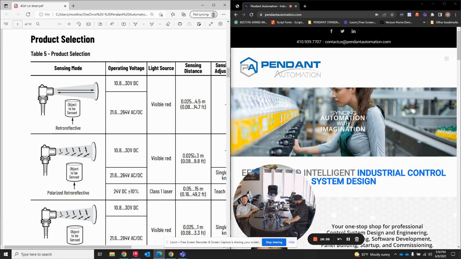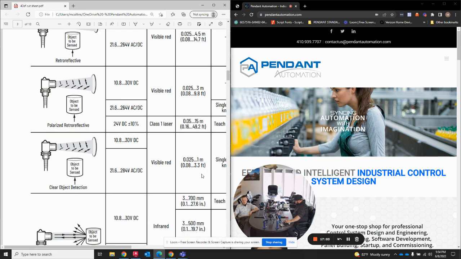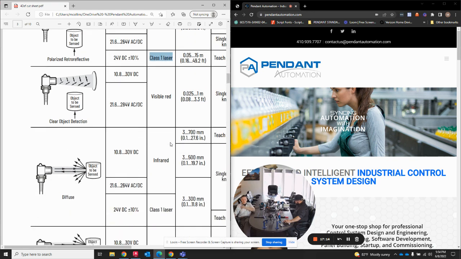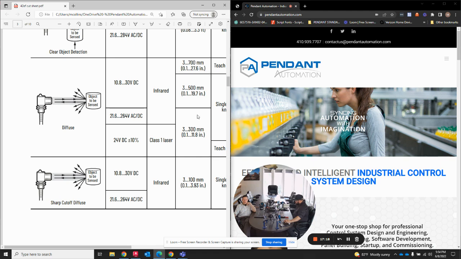That's further than I thought it was. But the rest of them, look at clear object detection is 3 feet, and then scrolling down, let's see the background. And before we scroll down, I want to point out one thing. If you look at when they're able to get that distance, it's when they actually switch over from the infrared LED to a class 1 laser. Yep. Okay. Right? And then background diffused is what? Much closer. 20 inches. Yeah, 30 inches is the max, right?